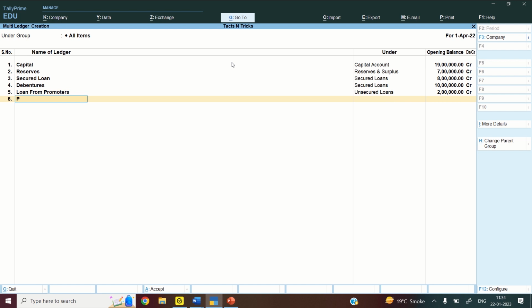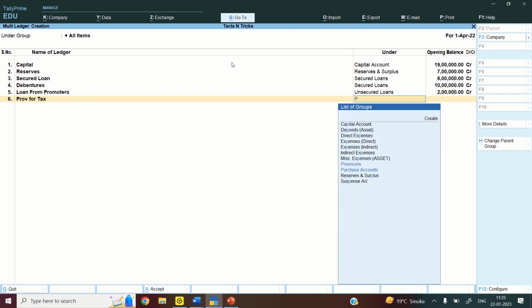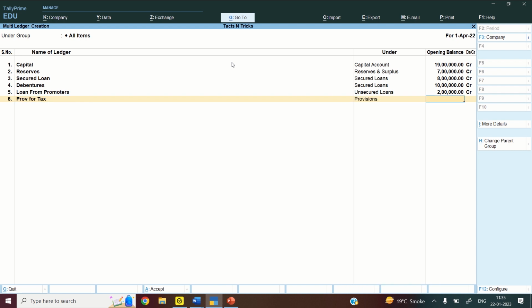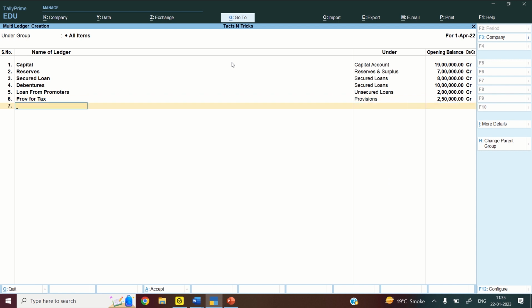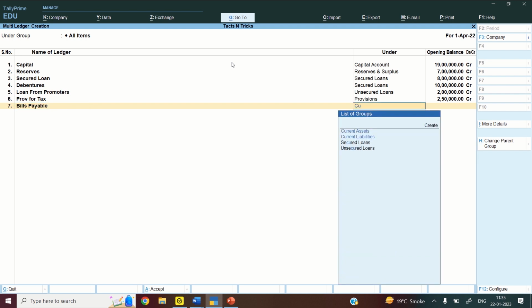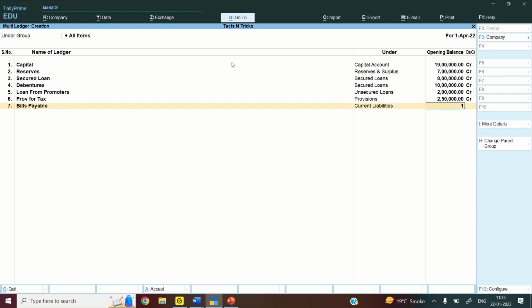Now the next is provision for tax. So provision for tax comes under the category of provisions and the amount is rupees 2,50,000. Then it is bills payable. Bills payable come under the category of current liabilities and the amount is rupees 1,20,000.